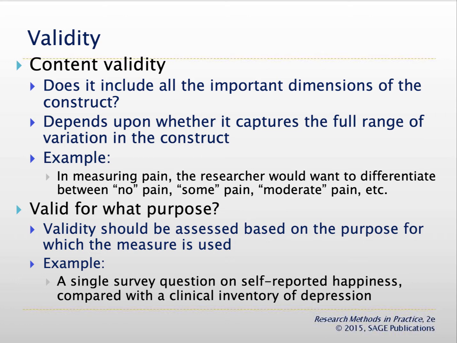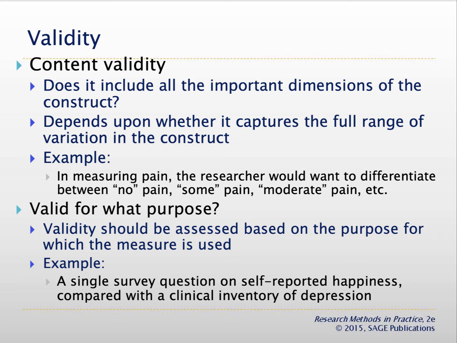Moreover, relevant dimensions and the full range and lots of other aspects of measure can vary by context. If we're looking at whether something reduces pain for people who are in chronic pain, the relevant full range may be different than if we're talking about a relatively healthy population. So validity isn't, oh, it's valid, it's not valid. It has to be assessed for the purpose the measure is used.